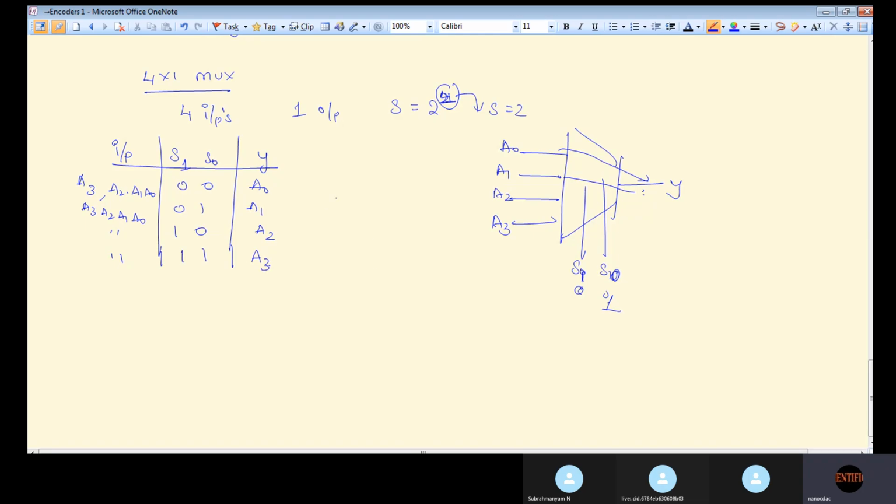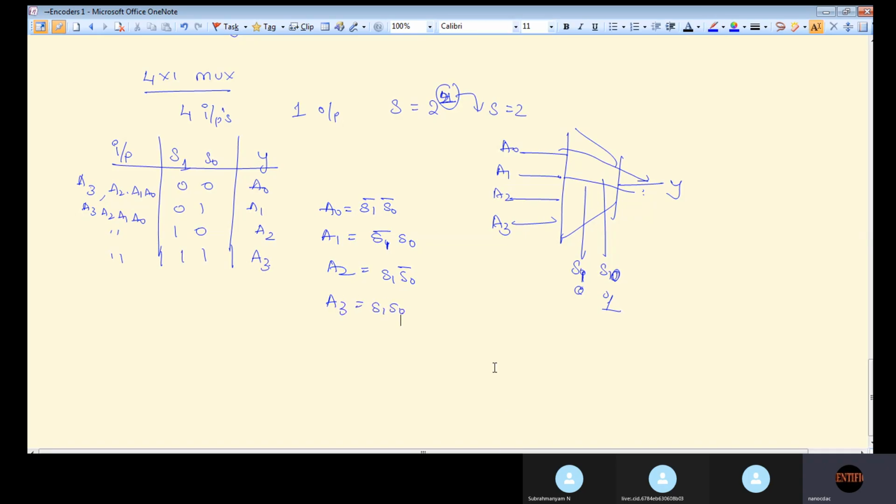To design the 4 by 1 mux, tell me the equation for A0. A0 will be equal to S1 bar S0 bar. A1 will be equal to S1 bar S0. A2 is equal to S1 S0 bar. A3 is equal to S1 S0.